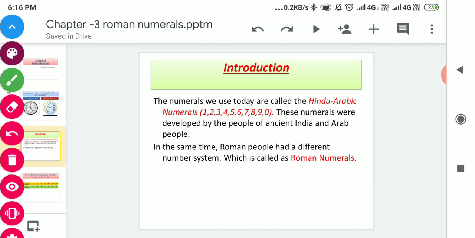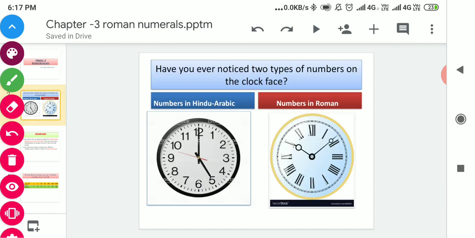Introduction. The numerals we use today are called the Hindu Arabic numerals, that is 1, 2, 3, 4, 5, 6, 7, 8, 9 and 0. These numerals were developed by the people of ancient India and the Arabs. That is why these numbers are called Hindu Arabic numerals, which I can show you in this clock. You can see 1, 2, 3, 4, 5, 6, 7, 8, 9, 10, 11, 12. These numbers are given in Hindu Arabic.